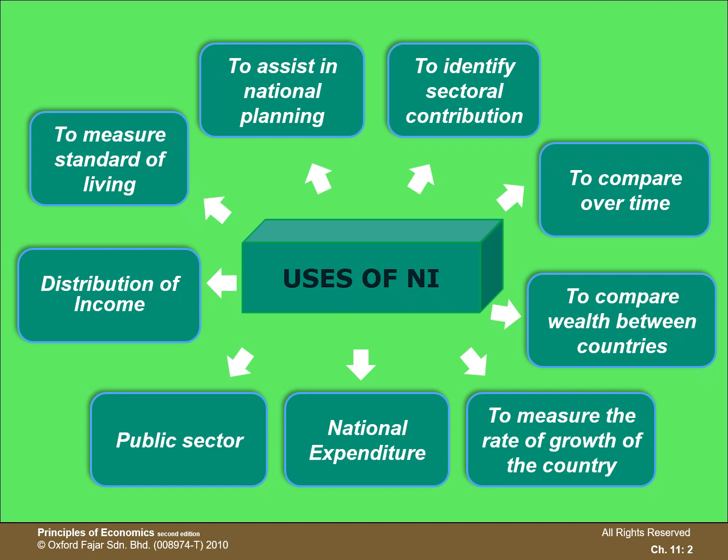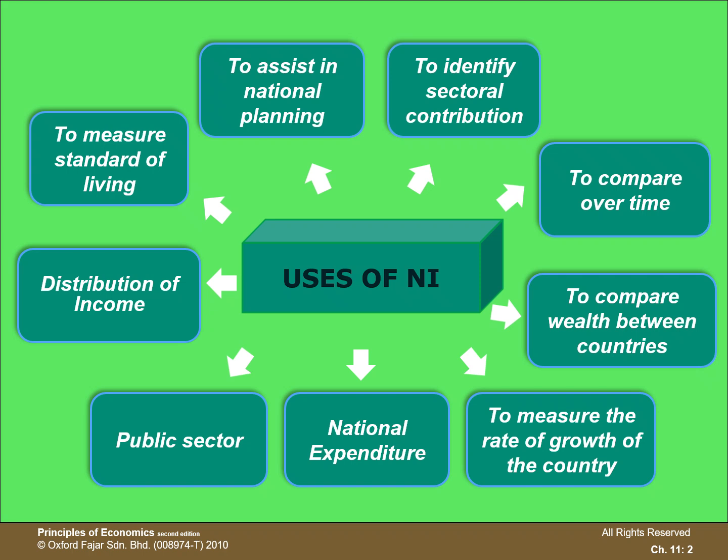3. To compare over time. National income estimates are given to measure the performance of an economy over time by comparing the national income of one time period to that of another. The national income tells us whether the economic performance of a nation is growing, stagnant, or declining. Luckily for us in Malaysia, the national income has been steadily improving over time.